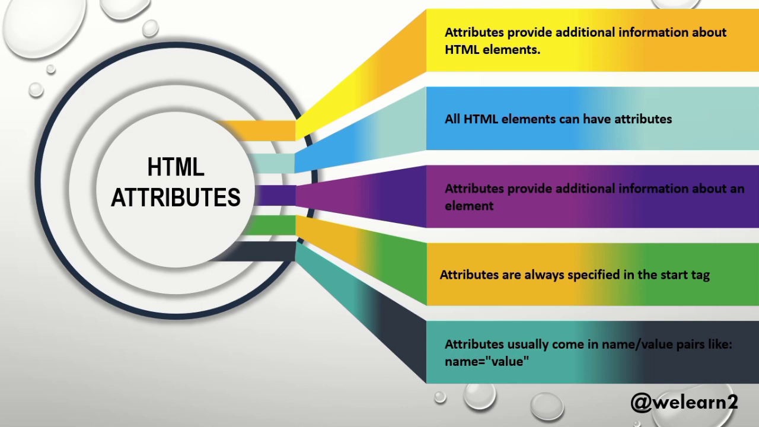Attributes usually come in name value pairs. For example, when you specify the src, the src is the name and its value is the location of where the file is.